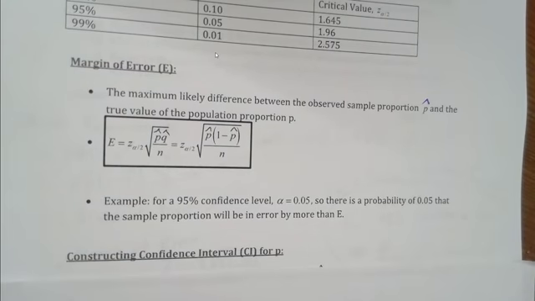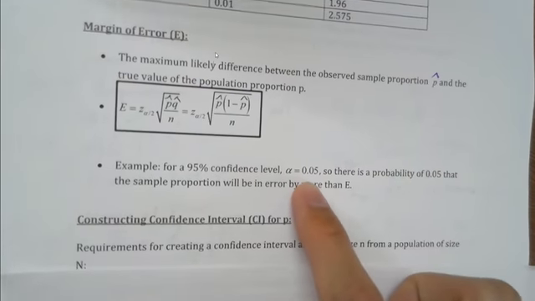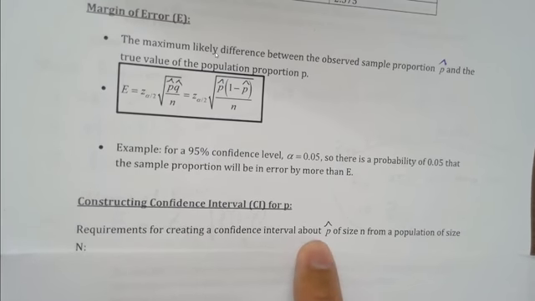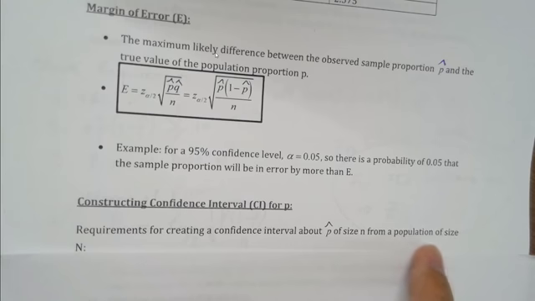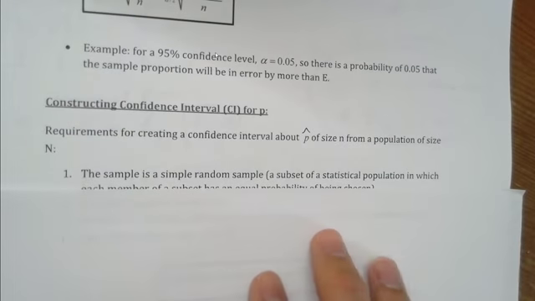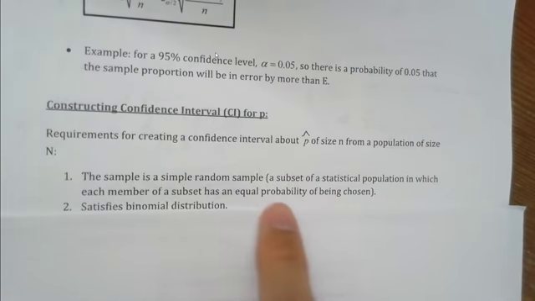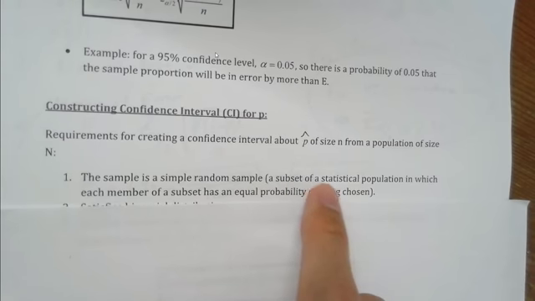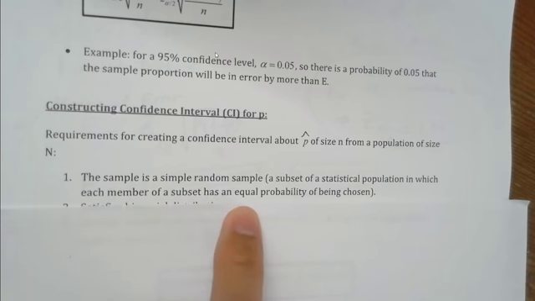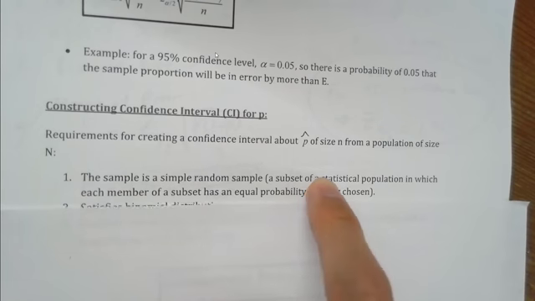Now, how do I construct the confidence interval for the proportion P? The requirements for creating a confidence interval about the sample proportion P hat of any size n from a population of size big N is that the sample is a simple random sample, or this is a subset of a statistical population in which each member of a subset has an equal probability of being chosen. So make sure that the sample is a simple random sample.